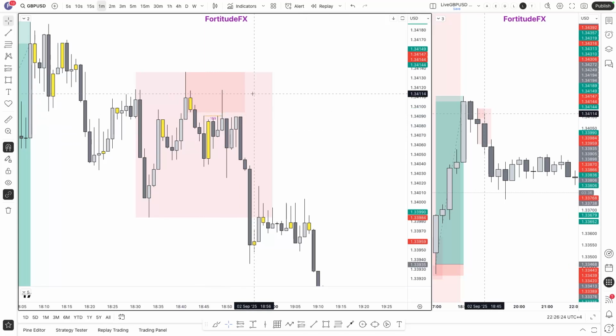It got swept in a nice manner, which is that there was a giant wick which had a reaction from the zone and it closed bullish. Even though it closed bullish, it did not close bullish above this wick right here. So it definitely is a sweep.